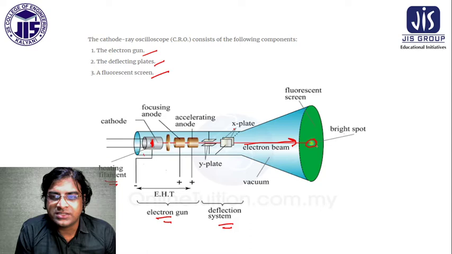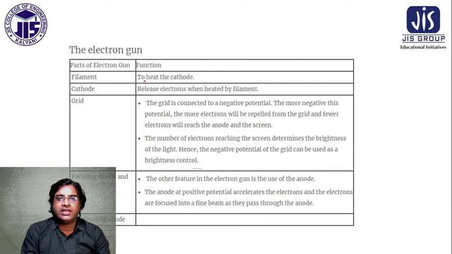Okay, now the parts of the electron gun: the filament heats the cathode, which releases electrons when heated by the filament. The grid is connected to a negative potential. The more negative this potential is, the more electrons will be repelled from the grid, and fewer electrons will reach the anode and screen. The number of electrons reaching the screen determines the brightness of the light. Hence the negative potential of the grid can be used as a brightness control.